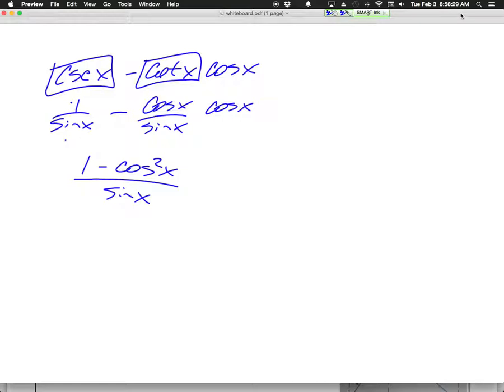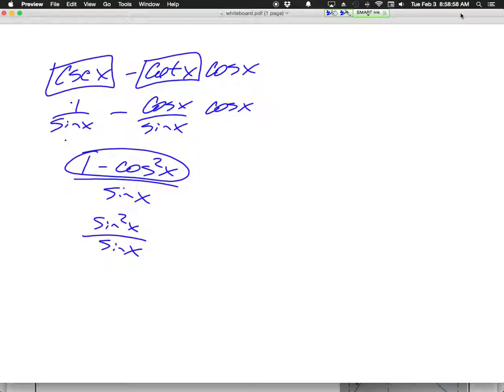Now, something should be jumping out to us at this point. There's a square and a 1. I have a trig function that is squared, and I have a 1, which tells me I need to look where? A Pythagorean identity. Is there a Pythagorean identity I can use? Yes. What does this turn into? Sine squared. So I take 1 minus cosine squared out. I put sine squared in its place.